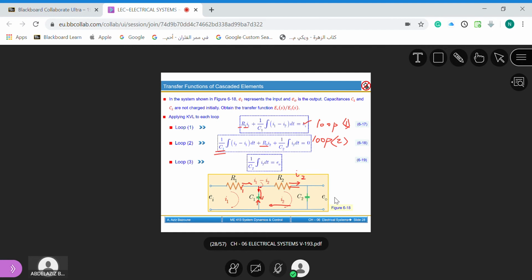And then for loop 3, which is the outer loop, we will have 1 over C2 integral of I2 dt equal to Eo. In the same way, we have to take Eo over Ei, which means the output over the input. Here, the output is Eo and Ei is the input. We take the Laplace transform of all the quantities with zero initial conditions, and then we proceed in the same way as we did for the previous examples.